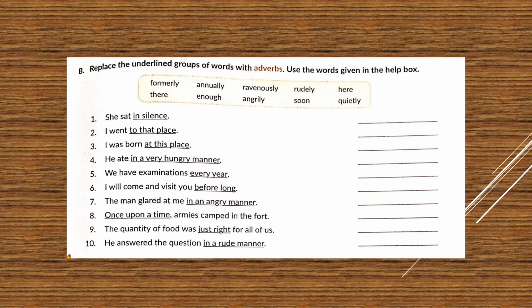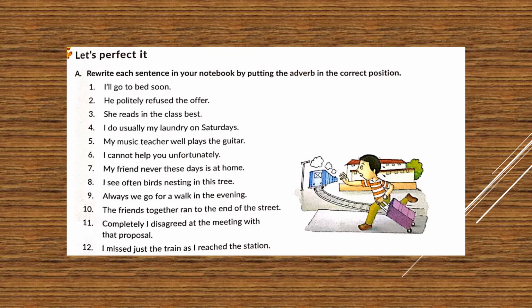Rest 5, you're going to do it on your own. Coming to exercise A of Let's Perfect It. Rewrite each sentence in your notebook by putting the adverb in the correct position. So the adverbs are not in the right position. You have to read them, find out the mistake and rewrite it correctly.